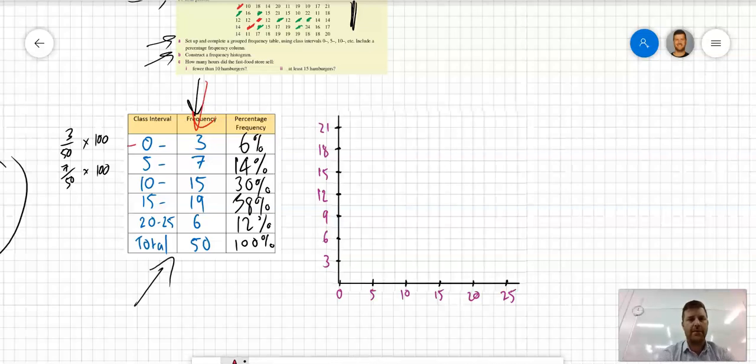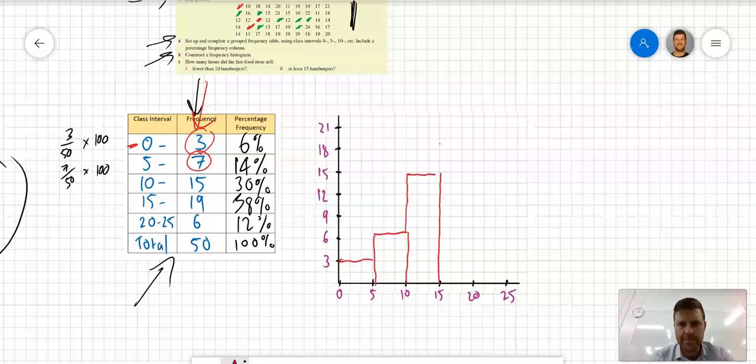Okay, so now I'm going to look at my frequency column. Again, the first class interval, frequency of 3. So I'm going to draw a column up to 3. Hopefully you guys have got a ruler. Yours will be a little bit neater than mine. The next column is going to be up to 7. So I kind of have to estimate here, but it's going to be about there. Okay, and then 15. Alright, and 19. And then 6 for the final one. And there you have it.